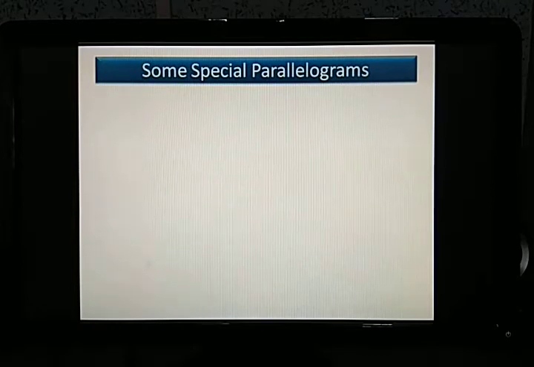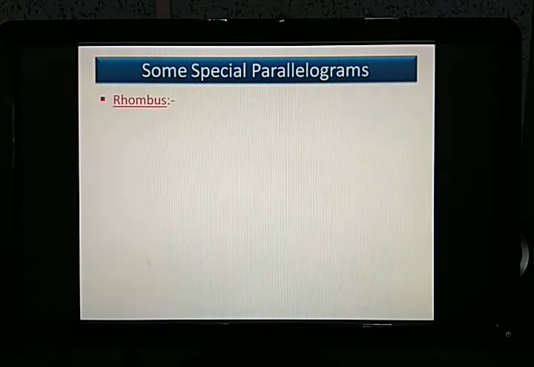Hello everyone. Today we are going to discuss the last topic of this chapter. In the last class we discussed parallelograms, what they are, and their properties. Today we will be discussing some of the special types of parallelograms. Clear? The first parallelogram is the rhombus.